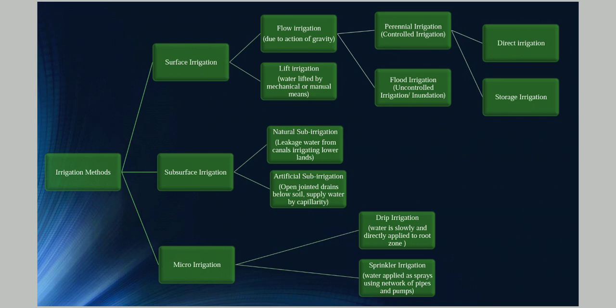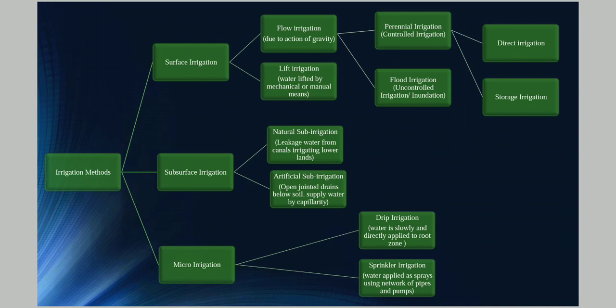In subsurface irrigation, we use the water by applying it below the ground surface, that is below the land surface area. This can be classified into two types. One is natural subsurface irrigation and the other one is artificial subsurface irrigation. In natural subsurface irrigation, a best example is that when a channel is flowing, the water leaks from the channel and it supplies water to the nearby land area having cultivated crops. So that is what leakage from water canals irrigating lower lands means.